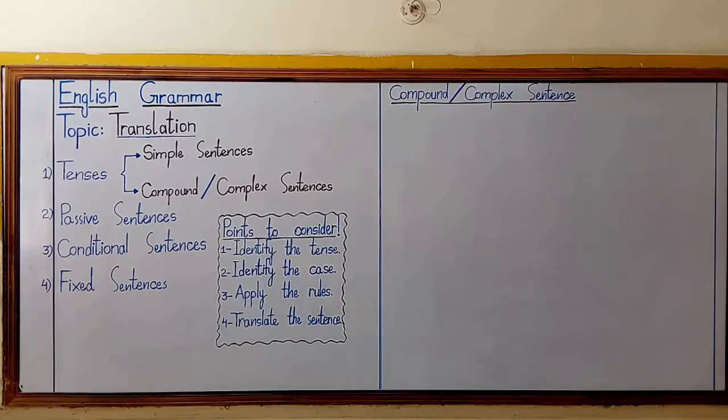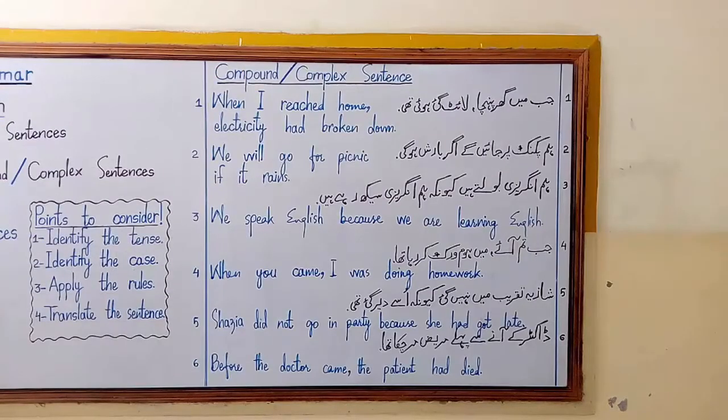But before that, you need to remember these 4 points to consider. Identify the tense, identify the case, apply the rules and translate the sentence. Now I am writing down the exemplary sentences from Urdu to English on the board here. Examples of compound or complex sentences.